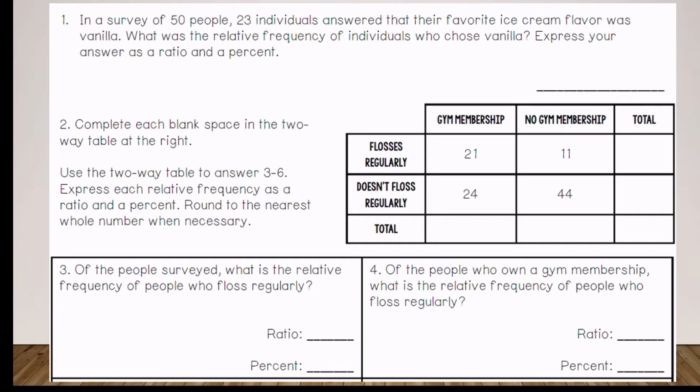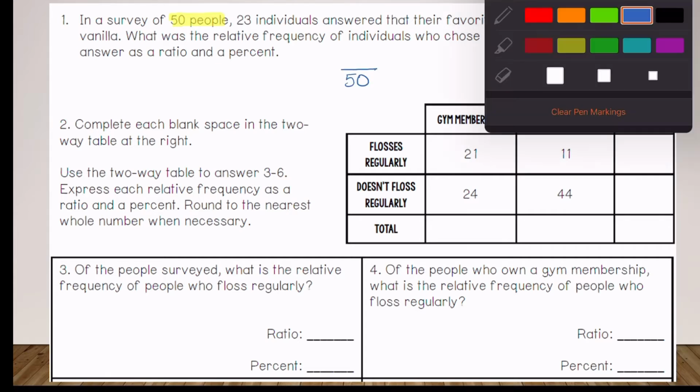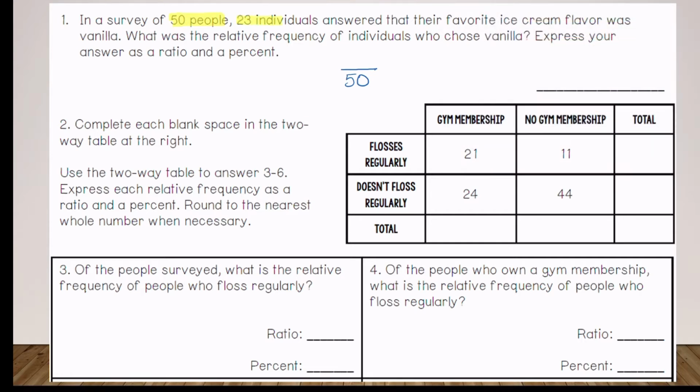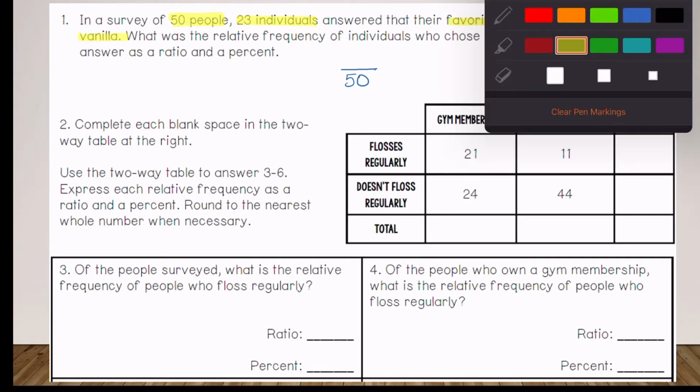So let's look at this first example. In a survey of 50 people, 23 answered that their favorite ice cream flavor was vanilla. What is the relative frequency of individuals who chose vanilla? So let's go back for a second and we're going to highlight. There were 50 people surveyed, correct? So right there, ladies and gentlemen, that's our total. We know there was a total of 50 people. 23 said their favorite flavor was vanilla. Well, that's our frequency, 23.